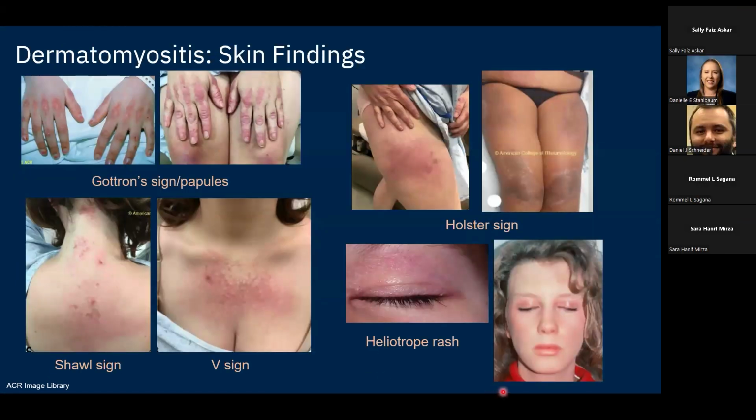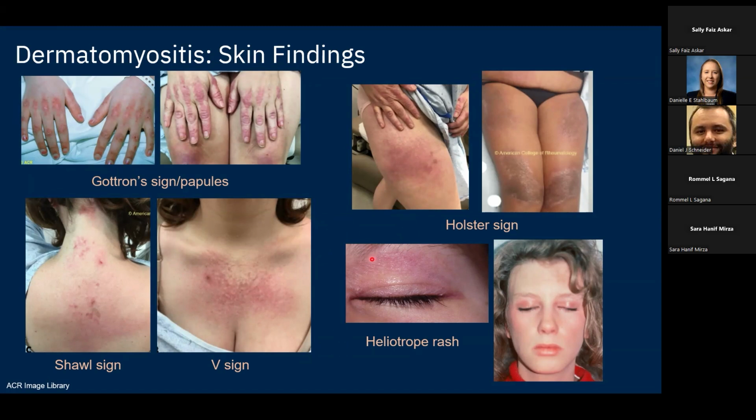Patients can also get other findings that we classically think of as being associated with dermatomyositis. So Gottron's signs or papules is this red, scaly, plaque-like rash that extends over the joints and the backs of the fingers. This can look a lot like lupus rashes, although the lupus rashes don't involve the joints, whereas dermatomyositis does. Shawl sign, which is over the back of the shoulders in the location a shawl would go. A V sign, which is often V-shaped, like a t-shirt on the neck. Holster sign on the sides of the thighs, and then many people remember the heliotrope rash, so that's rash over the eyelids.